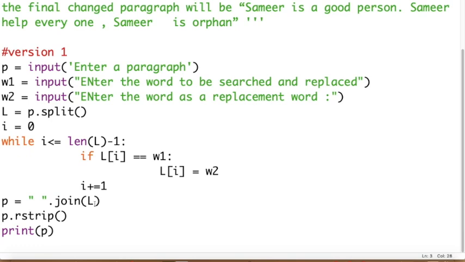Now the task is to again convert this list into a paragraph. So to convert this list into a paragraph, the opposite function of split is join. So we are joining all the words present in this list with a blank space, and that's why I have taken here a blank space dot join list. So the paragraph is being created again, and then I'm just stripping out the last extra space at the rear end, and then I am printing the paragraph P. So this is how it goes on. So this was the first version of my program.